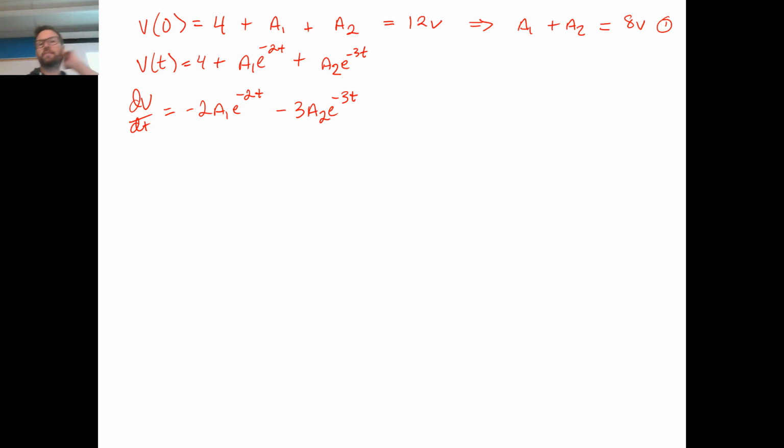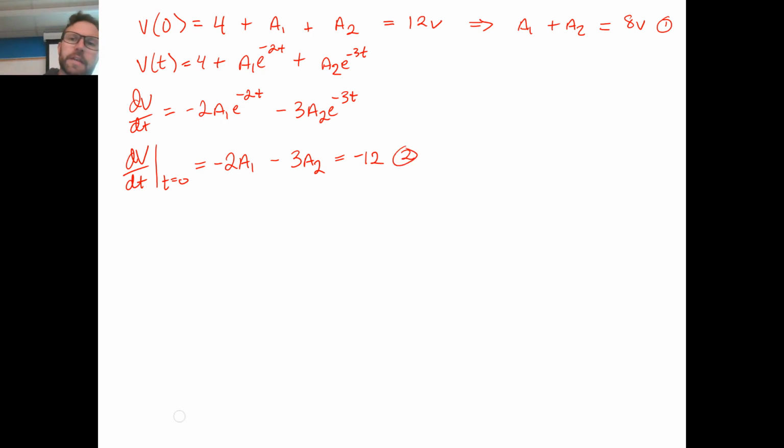Okay, so there's the derivative itself. And now we can plug in for dV/dt at t equals 0, and we get minus 2A1 minus 3A2, and all of that is equal to negative 12. And this is our second equation.